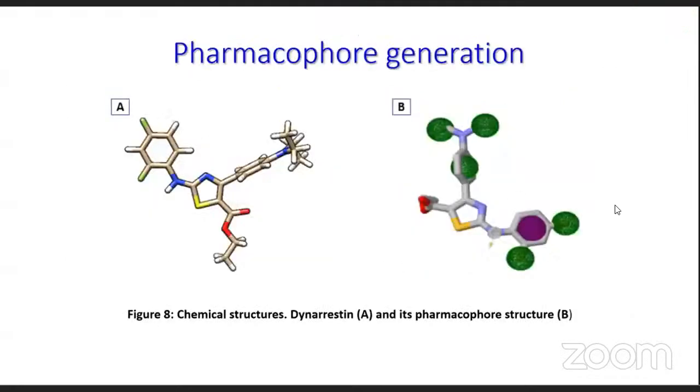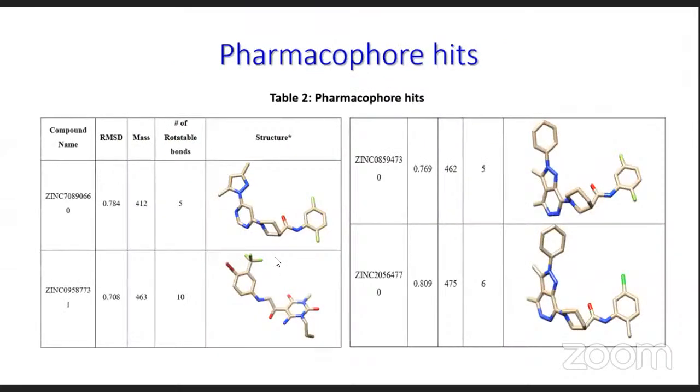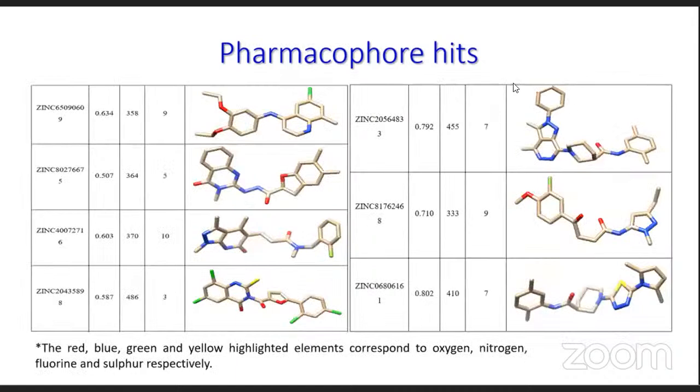bonds formed. Okay, then figure 8 over here just identifies the molecular structure of dinorextin once again, and its generated pharmacophore structure. Following the generation of the pharmacophore and uploading this to the Zinc Pharma server, 11 pharmacophore hits were obtained, and the results thereof can be seen in table 2, where all 11 hits with their respective compound names have been displayed. So this is just 4 of the structures, and then here are the rest. Now the red, blue, green, and yellow highlighted elements in each of these proposed inhibitors or proposed hits correspond to oxygen, nitrogen, fluorine, and sulfur, respectively.